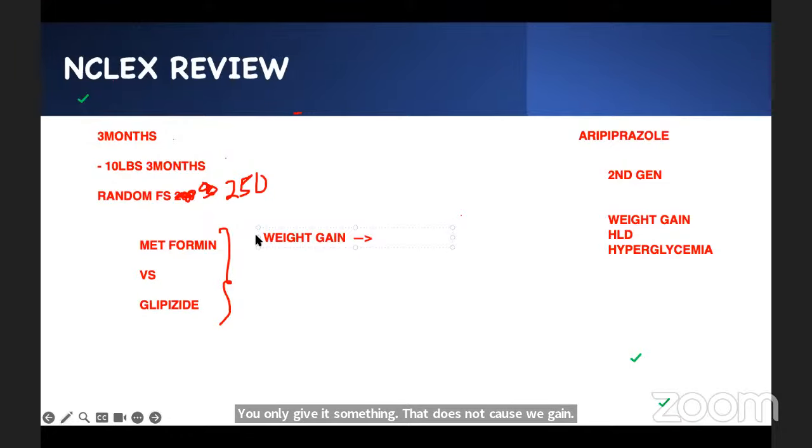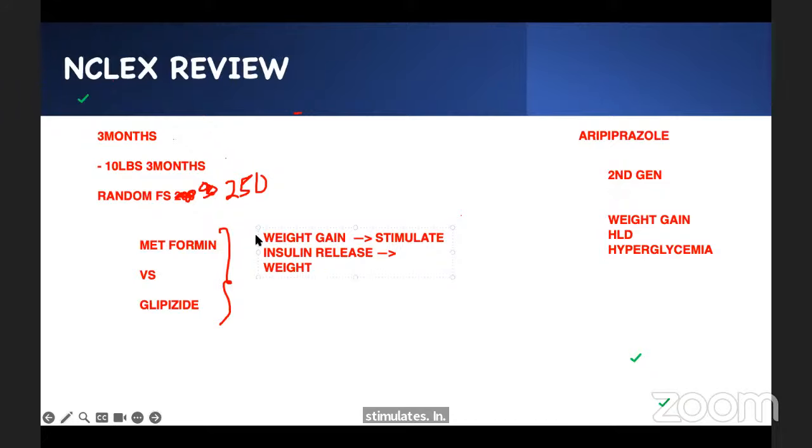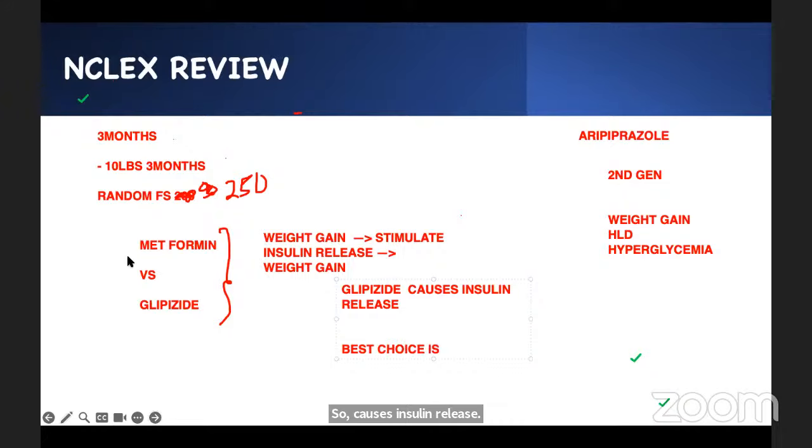It's a concept: anything that stimulates insulin release will lead to weight gain. So which one causes insulin release from the pancreas? If it causes insulin release, you're going to cause weight gain. So we should not give her something that will stimulate insulin release from the pancreas. This is the pathophysiology. Glipizide causes insulin release from the pancreas, and therefore it causes weight gain. So we should not give her glipizide. The best choice is metformin.